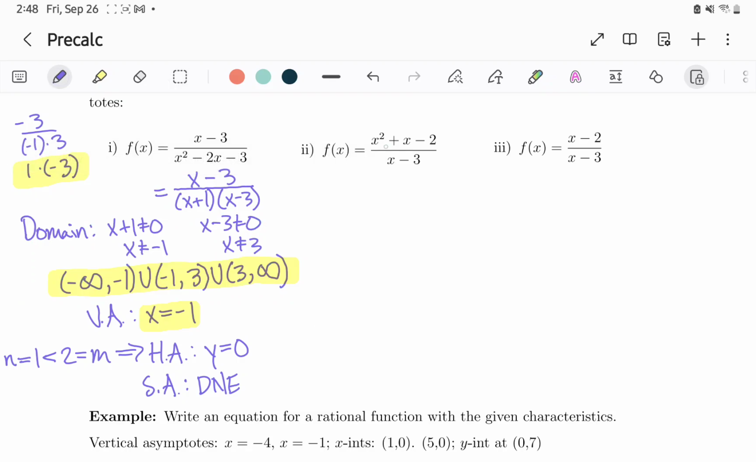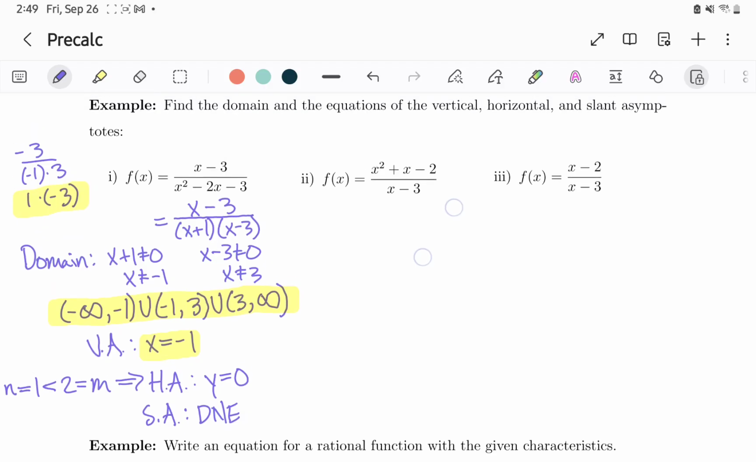All right. So for example 2, we are now looking at the rational function x squared plus x minus 2 over x minus 3. And so the first thing we should do, just to make sure that we don't have a factor of x minus 3 in the numerator, or at least to determine if we're going to have a vertical asymptote at x equals 3 or a removable discontinuity there, is to factor the numerator.